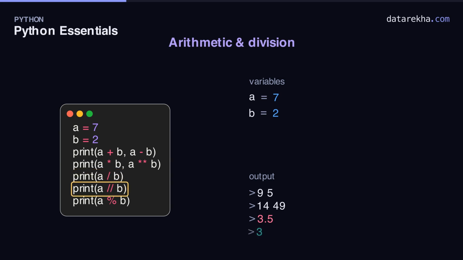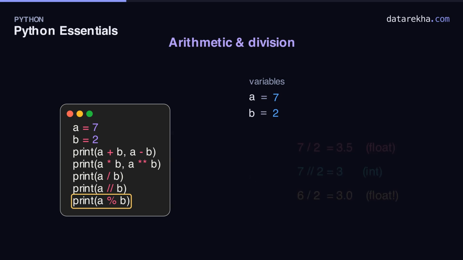A double slash is floor division. It divides, then rounds down to the nearest whole number. 7 over 2 is 3.5, and the floor of that is 3. So double slash gives a clean integer, 3, and percent is the remainder. What's left over? 7 over 2 is 3, remainder 1. So 7 % 2 is 1. The remainder is your best friend for testing even and odd.